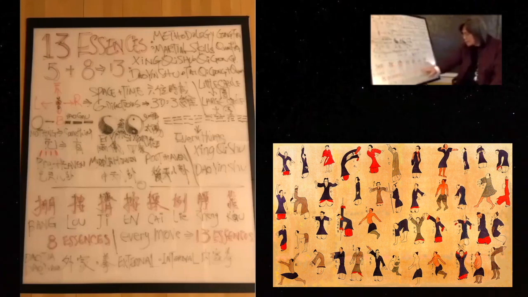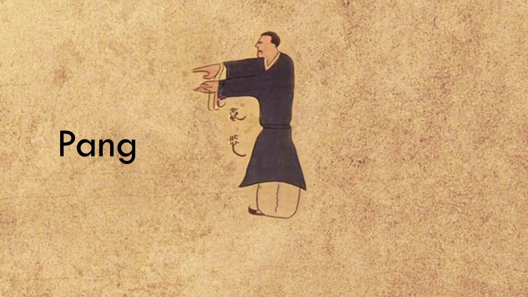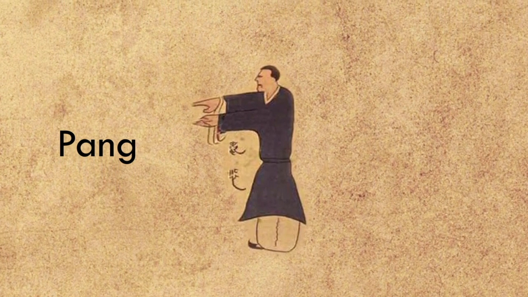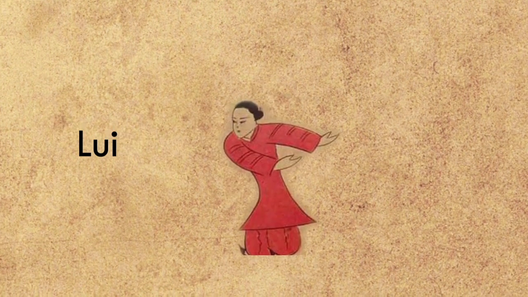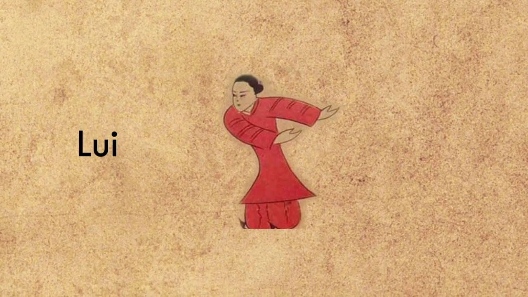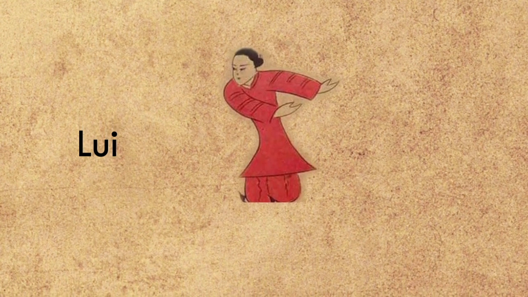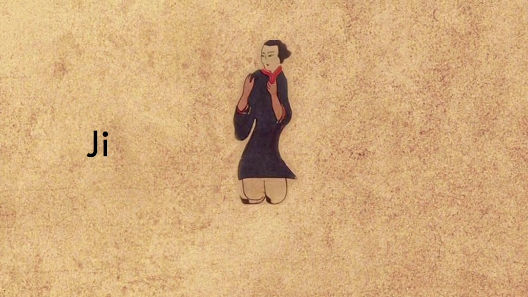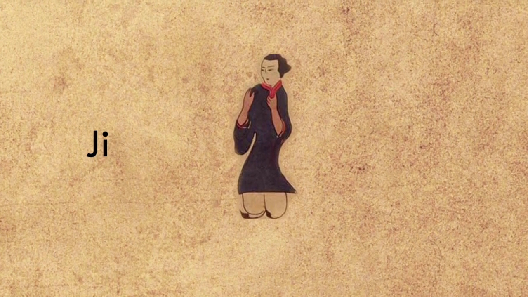Every move should have these essences. Pang is just like an explosion, like the Big Bang Theory. Lui, in the Chinese dictionary, means two hands moving in the same direction. Ji is like somebody squeezing you, or a sudden contraction of the muscles.